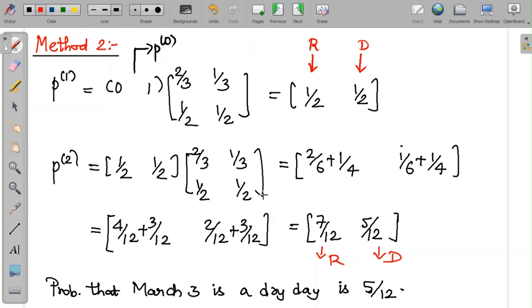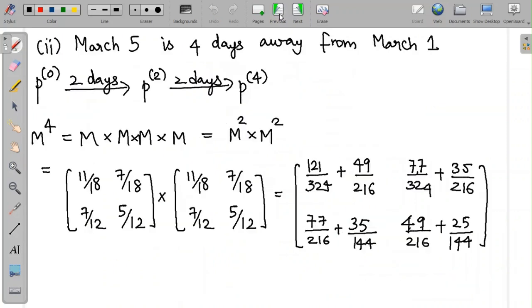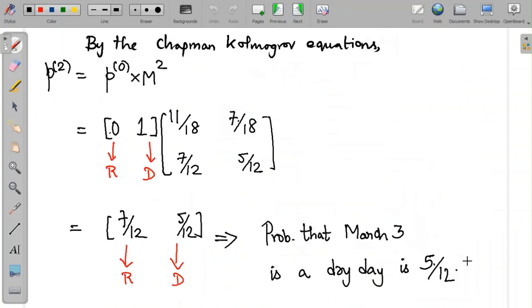And with P1 having been found out, we can also find P2. Once again, the same technique can be followed. We know that this is the chance that March 3rd is a dry day with a probability of 5 by 12 and a rainy day with a probability of 7 by 12. This answers our first question. So the probability that March 3rd is a dry day is 5 by 12. We can compare that this answer was the same that we obtained a few slides before.